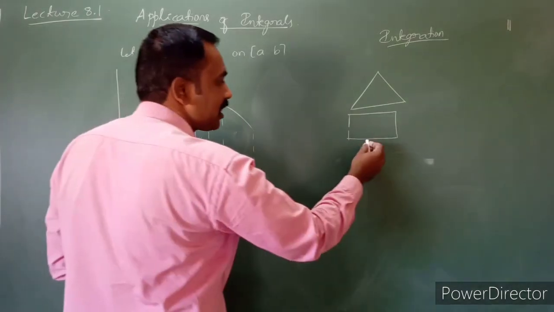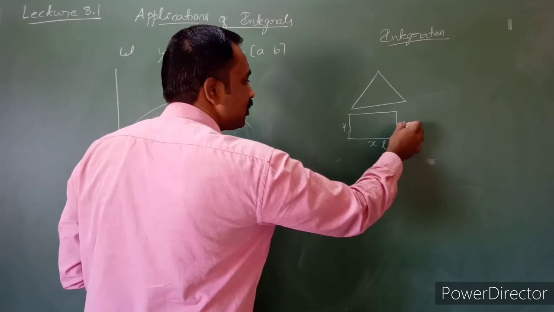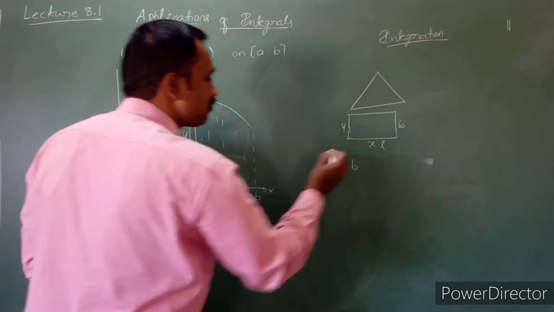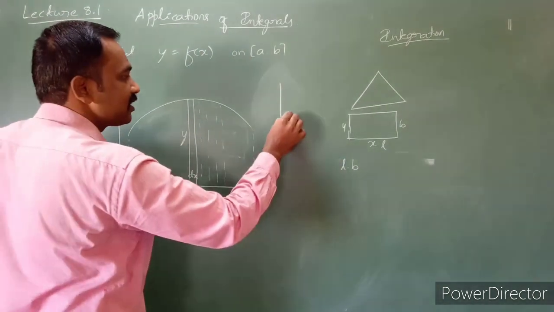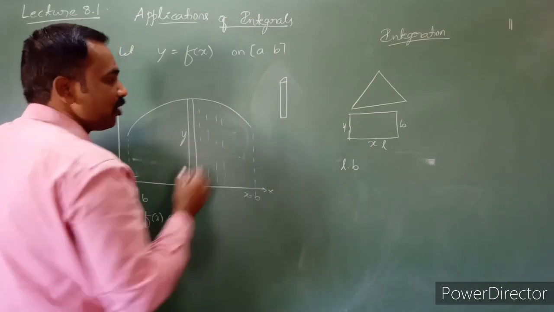What is the area of the rectangle? The area of the rectangle is length into breadth, x into y. Length into breadth is the same definition. I just consider the strips that are there, and neglect the small curved portion.